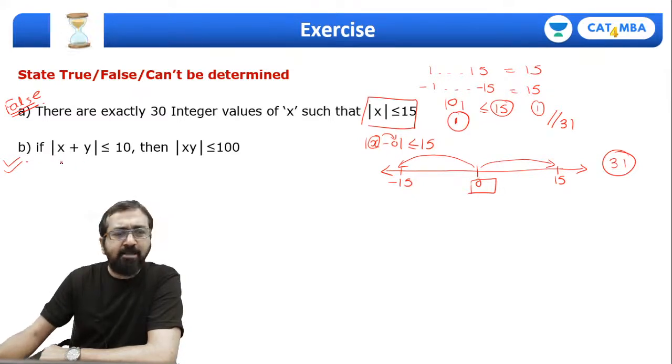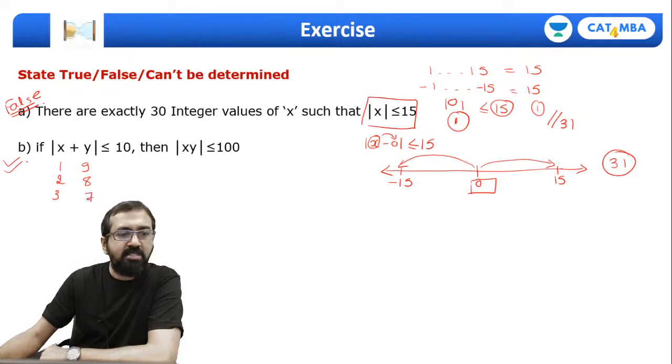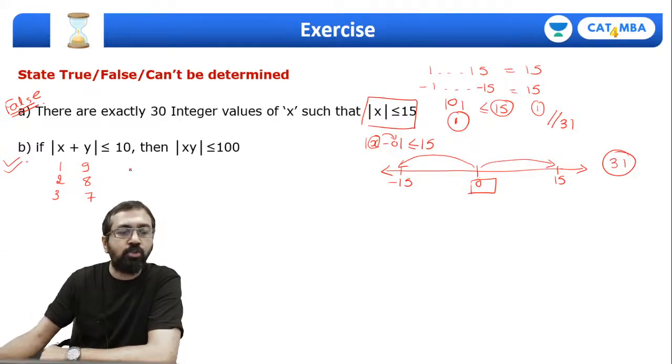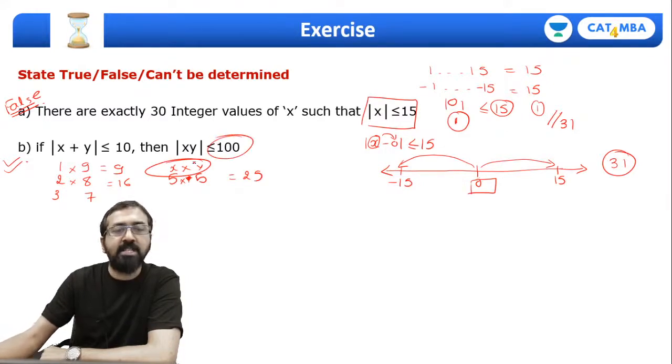So I might be tempted to take these values. If I take x 1, y will be 9, or if I take x 2, y will be 8, or if I take x 3, y will be 7. Okay, so 1 plus 9 will be equal to 10. I'm not crossing that limit. 2 plus 8 is also 10, not beyond that. So this multiplication will be 9. This multiplication will be 16. If you take x as 5 and y as 5, this multiplication will be 25. So can I say this product x and y will always be less than or equal to 100? Is it true?